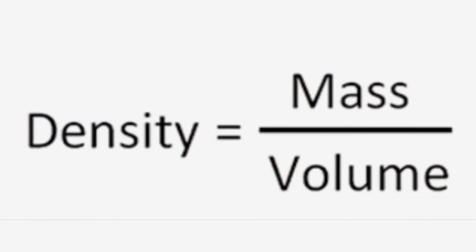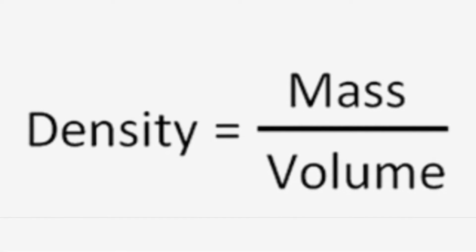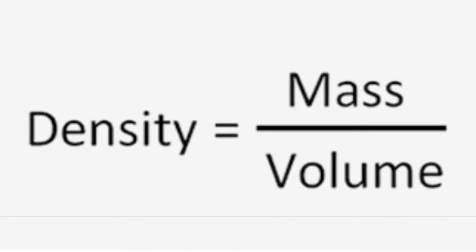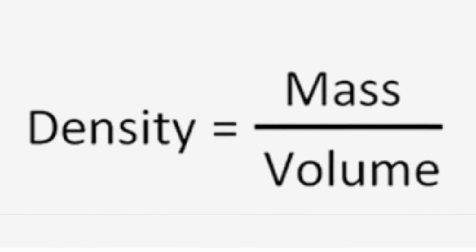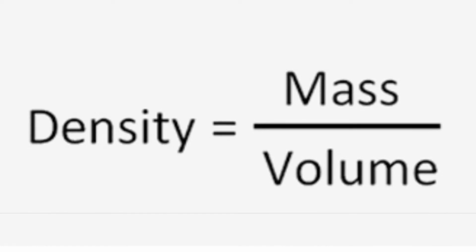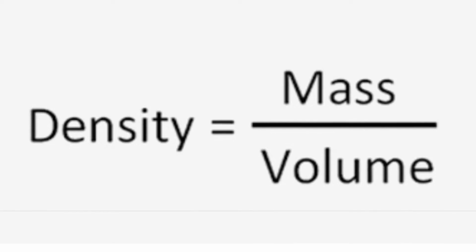For this lab, you will be calculating density for regularly shaped objects and irregular shaped objects. Here's a reminder of the formula: density equals mass divided by volume. Be sure to write this formula on your lab report sheet before continuing on to part 1.